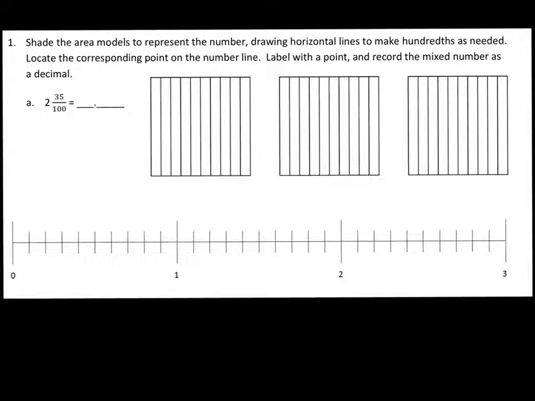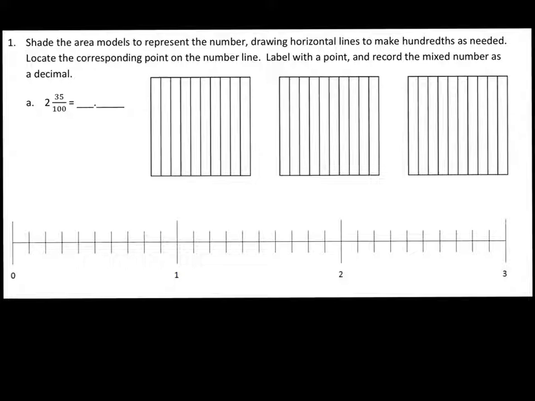Shade the area models to represent the number, drawing horizontal lines to make hundredths as needed. Locate the corresponding point on the number line, label with a point, and record the mixed number as a decimal. All right, so we want to shade in these area models to represent 2 and 35 hundredths. So there's two wholes, and then there's 35. The 5 would be in the hundredths place.